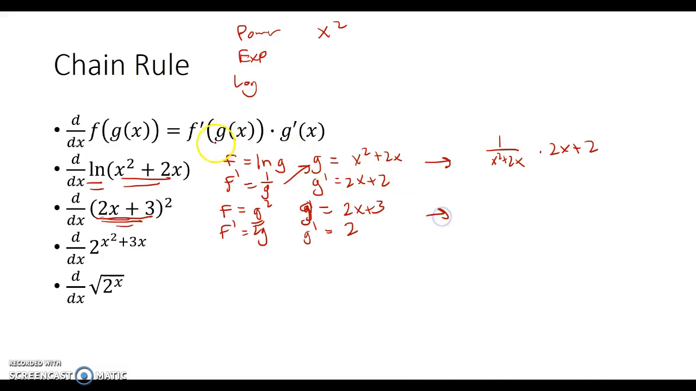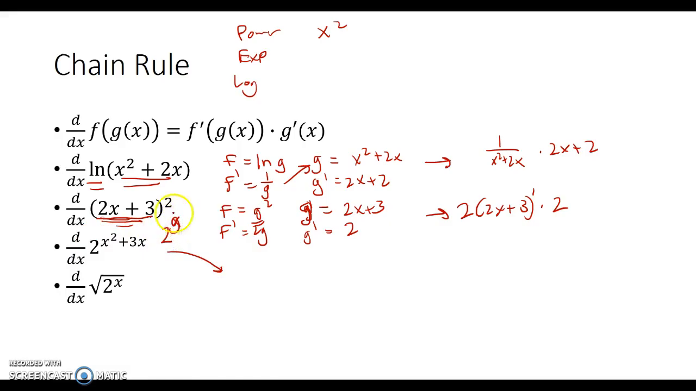So I put this all together, f prime with g of x plugged in. So f prime is 2g, and g is 2x plus 3 to the first power. And the derivative of the guts is just 2, which is g prime. And I'm done.